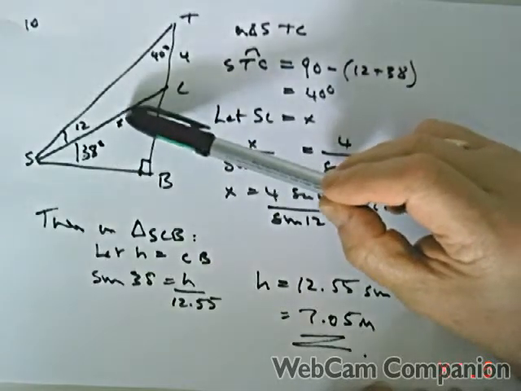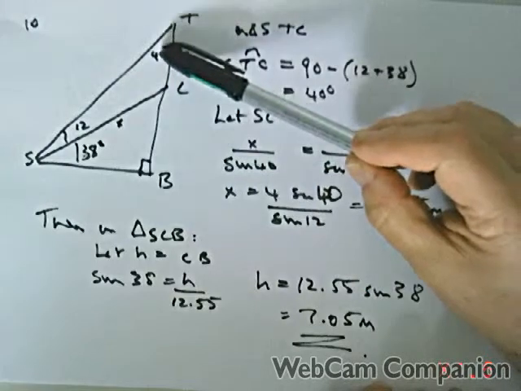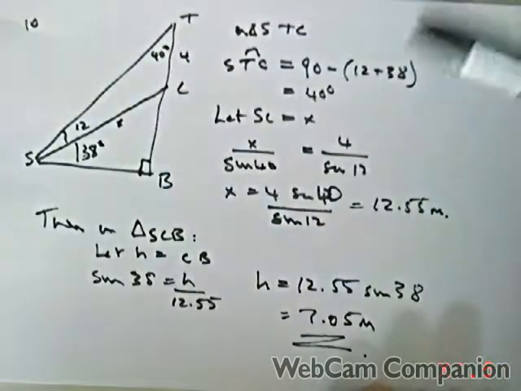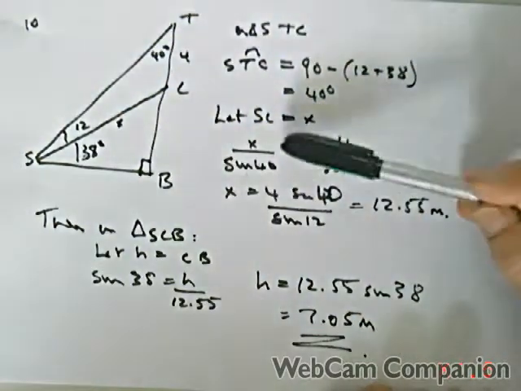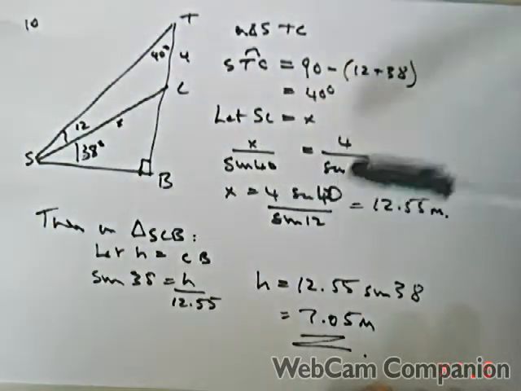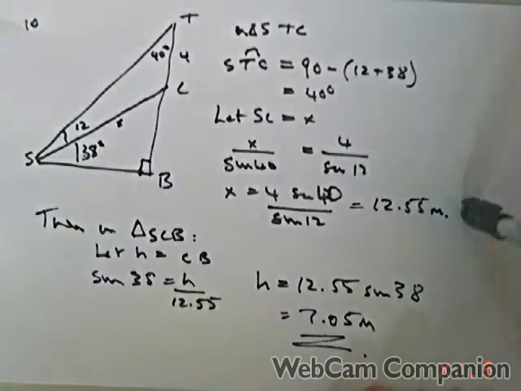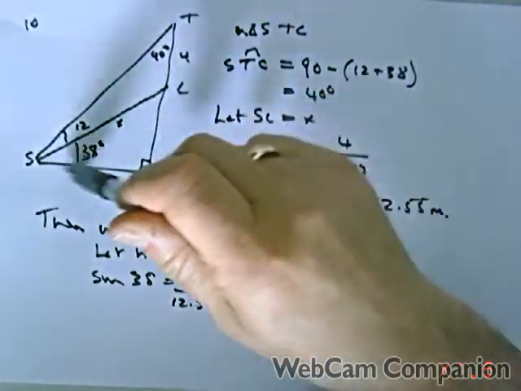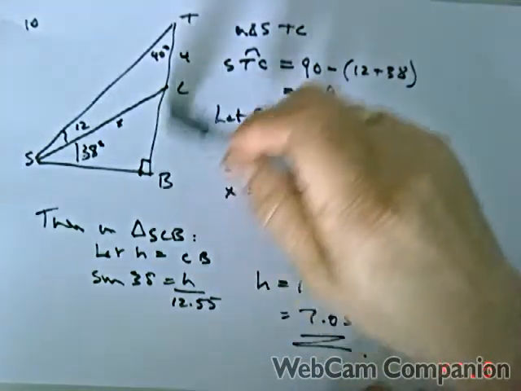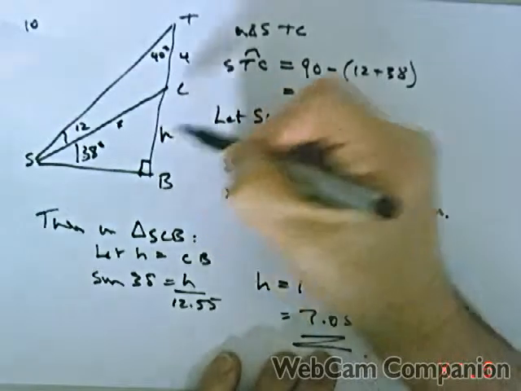X, the thing we're trying to find, because we'll use that in the next part: x over sine 40 equals 4 over sine 12, the side and the angle opposite. So x equals 4 sine 40 over sine 12, which I got to be 12.55. And then when you know that that's 12.55, you look at this triangle, and we'll call this H. And so that's what I called H there.